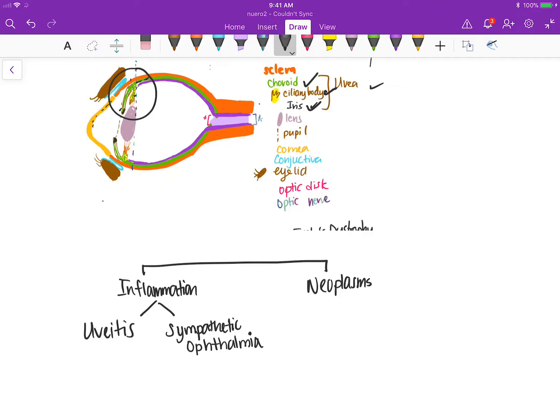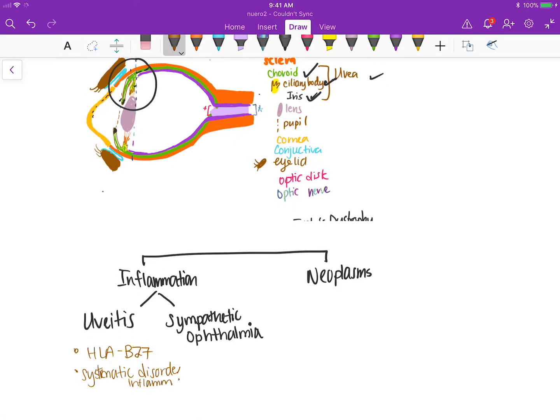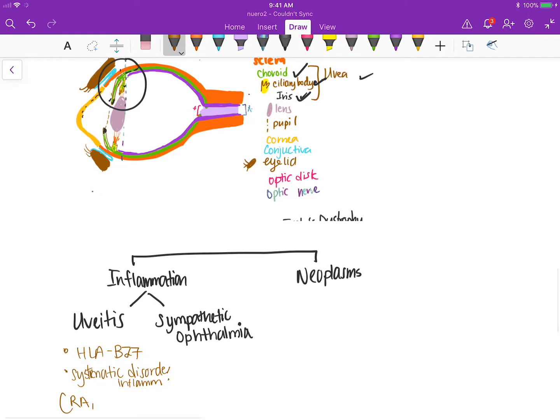Inflammation, you have the uveitis, which is basically inflammation of the uvea. It's based on the HLA-B27 marker. It's usually all the systemic inflammatory disorders like sarcoidosis, rheumatoid arthritis. So I'm going to put RA for rheumatoid arthritis. Sarcoidosis, etc. Sympathetic ophthalmia is also an inflammation.